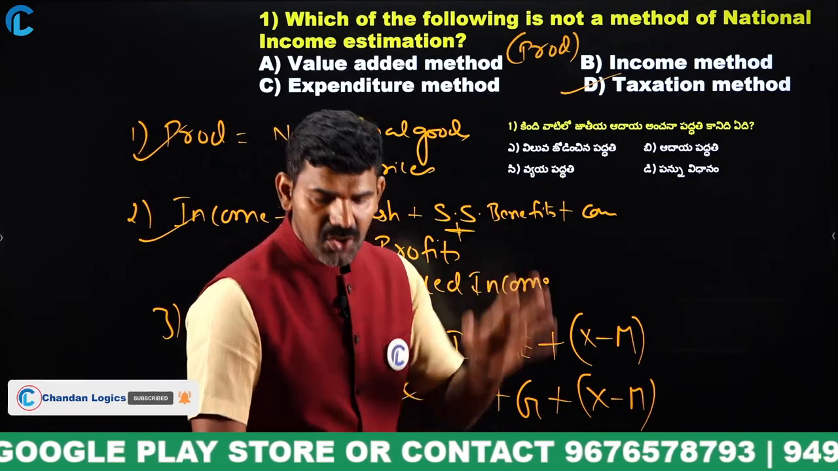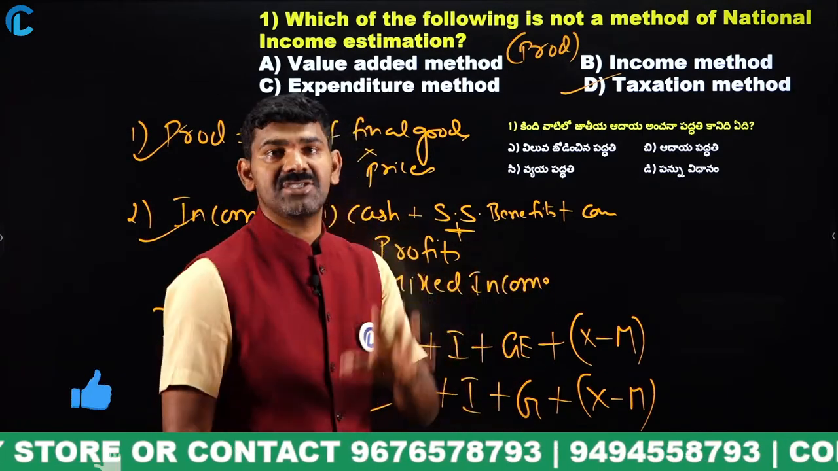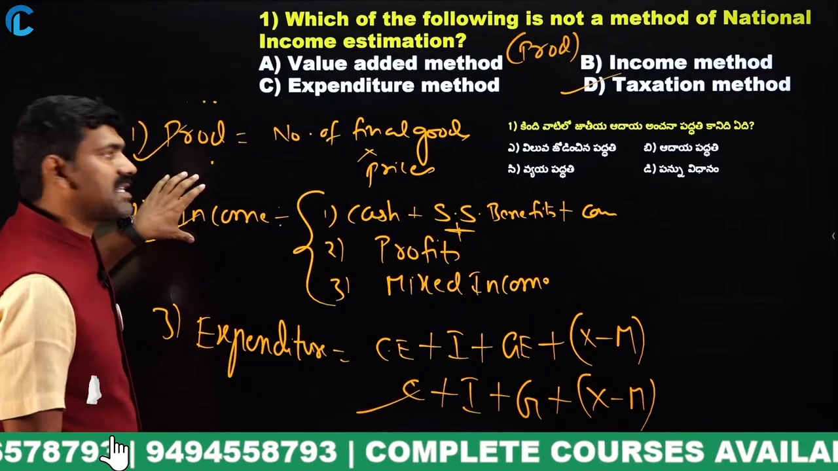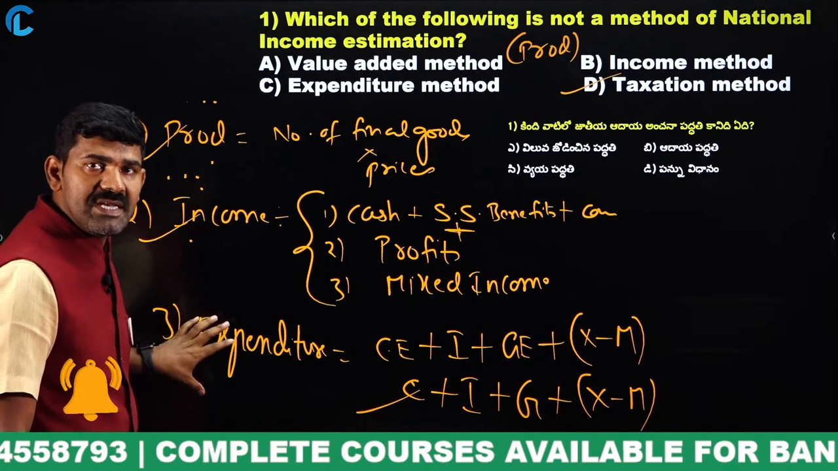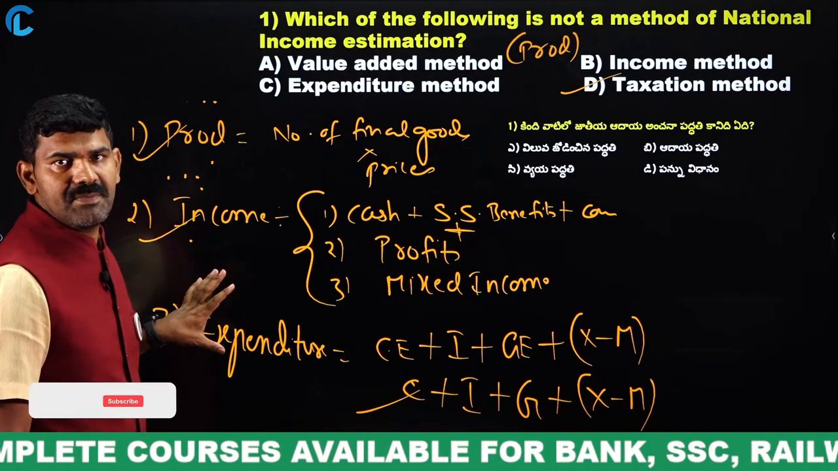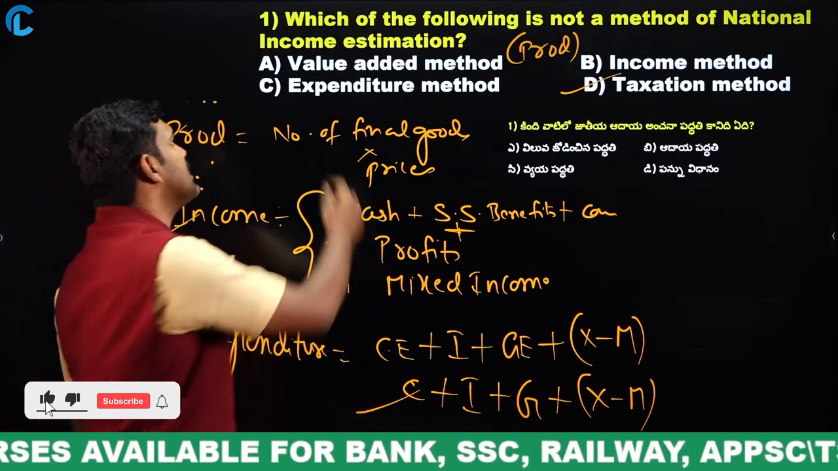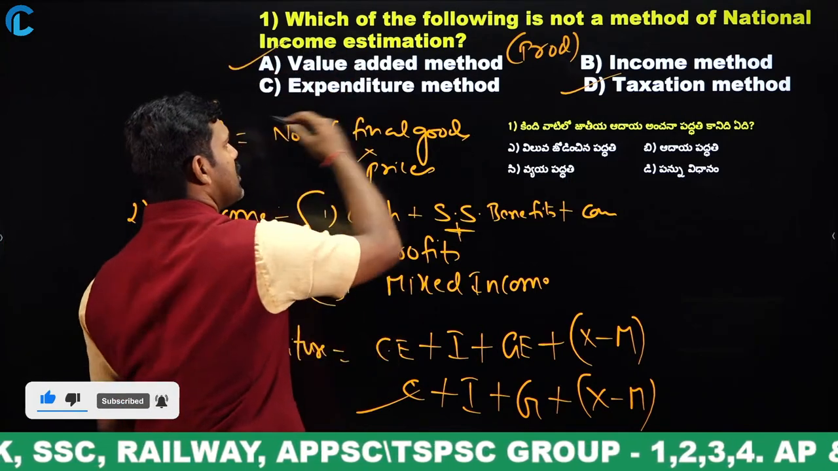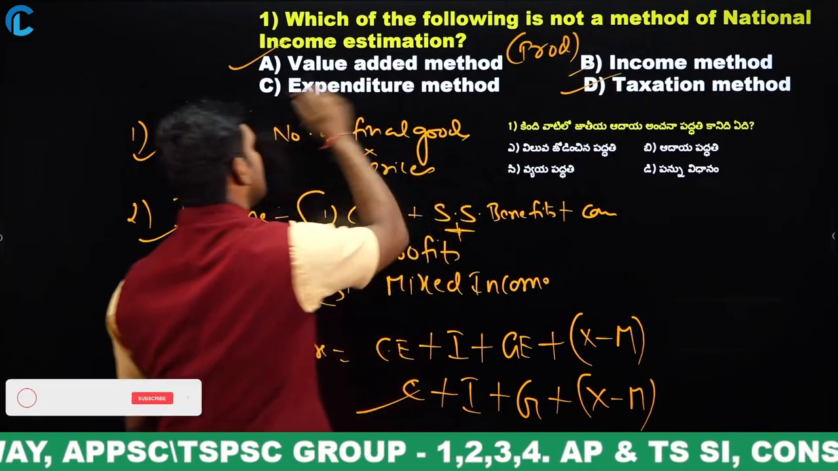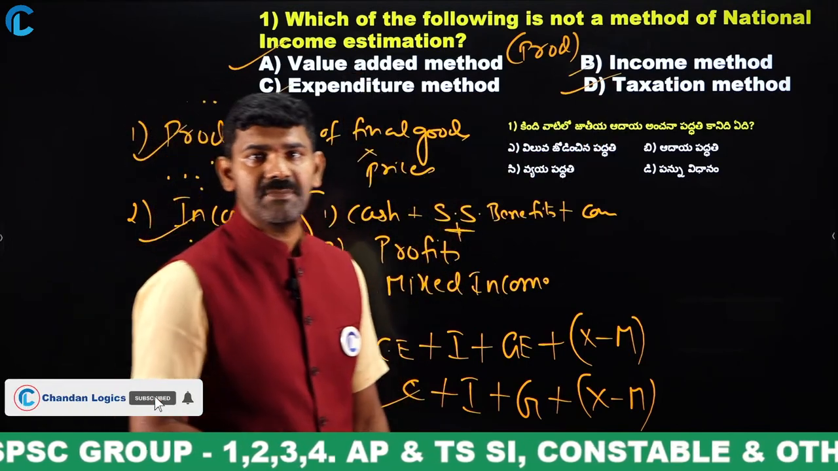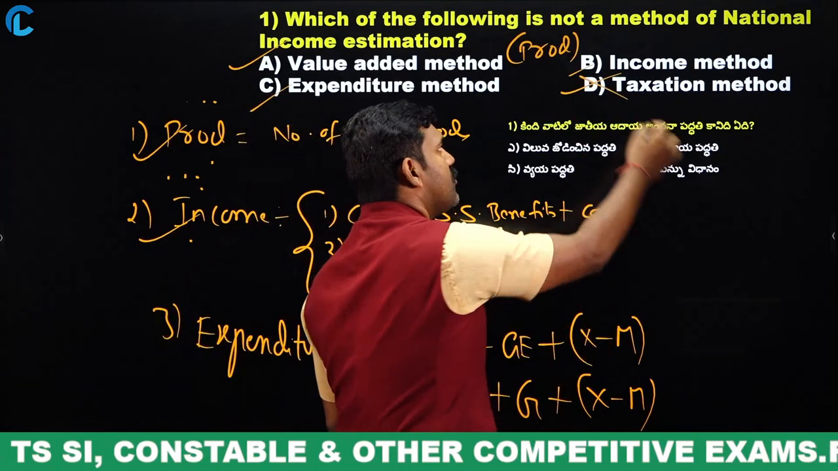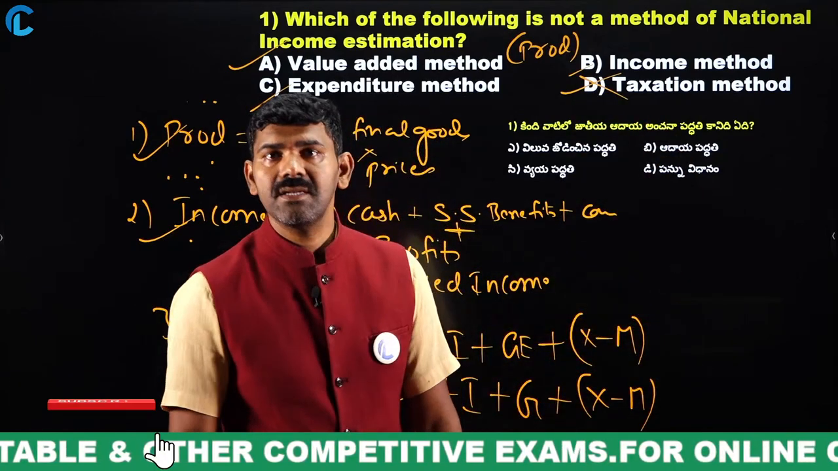Whenever you are estimating net income, you can estimate it by the product method, by the income method, or by the expenditure method. So we have only three methods. One is called the product method, one is called the income method, and the third is called the expenditure method. There are three methods of estimation of net income. We don't have a fourth method called a taxation method.